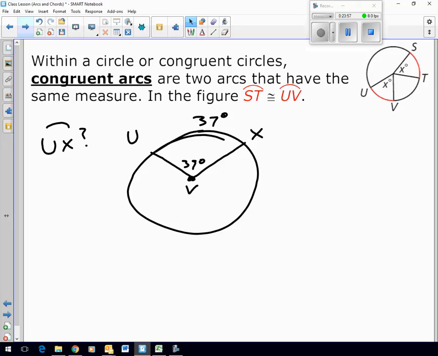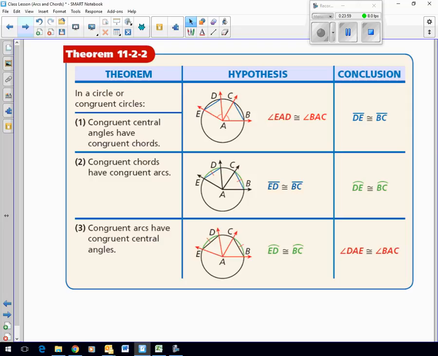In a circle, or in congruent circles, first off, if you have congruent central angles, they have congruent chords. Second, congruent chords have congruent arcs. And third, congruent arcs have congruent central angles.